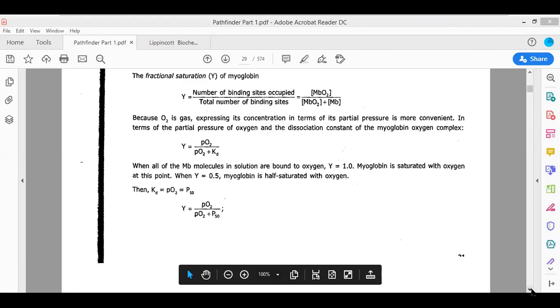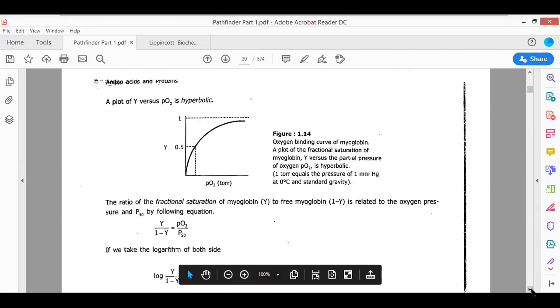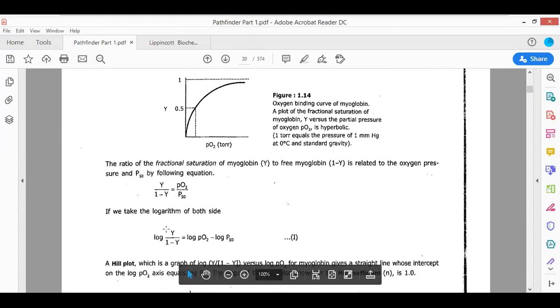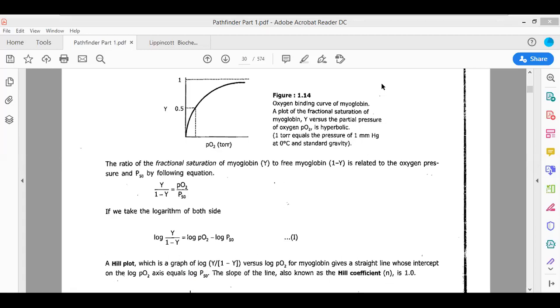Now moving forward, you find an equation. See this: log Y divided by 1 minus Y equals log PO2 minus log P50. This equation which is being produced is referred to as, yes, half will dissociate. How half will dissociate? You wanted to find it out like this?